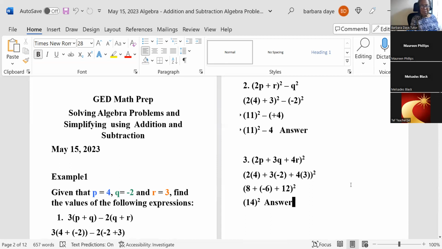Say that little part again, please. Go ahead, Maureen. Start from the 8 plus minus 6, right? Take 6 from 8 and you get 2, because 8 is the bigger number, so you use its sign. Plus 2, very good. And then you add it to the plus 12 to the power 2 and get 14 to the power 2. Got it? Very good, Maureen. Thank you.